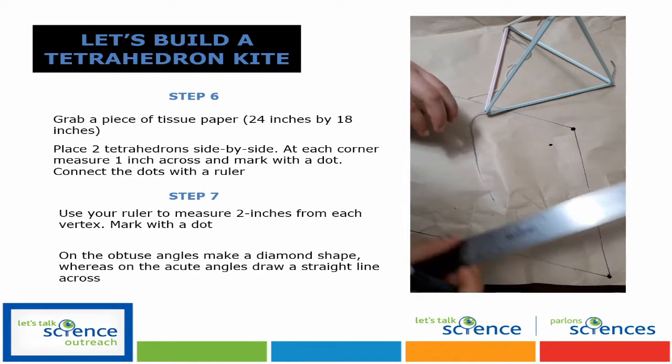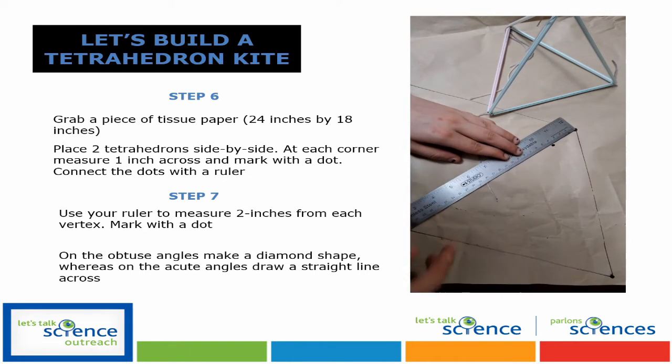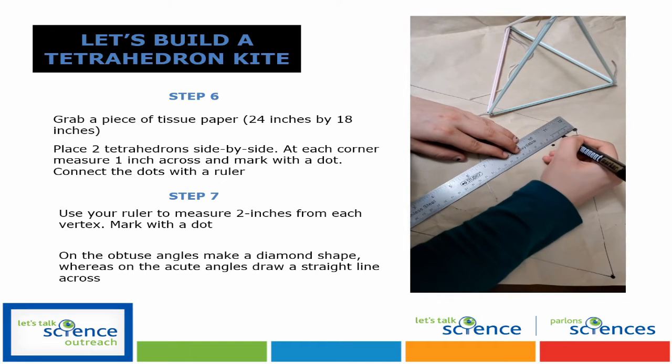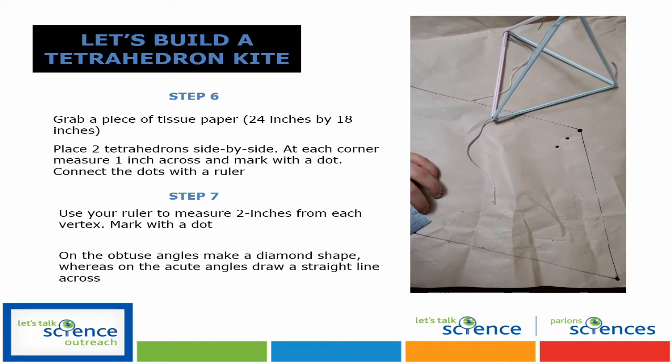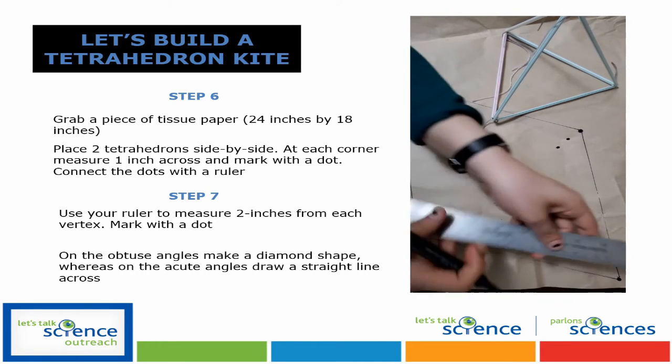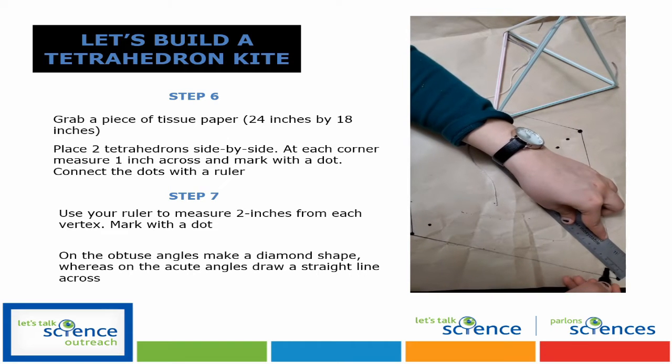Our next step is to use a ruler to measure about 2 inches from each vertex, and we want to mark this location with a dot. Repeat this step for each of the corners.